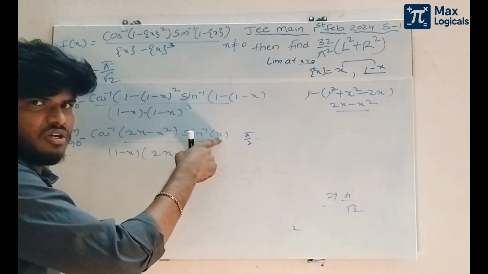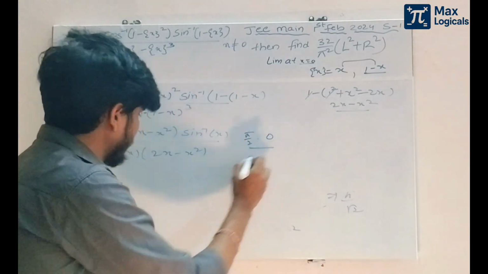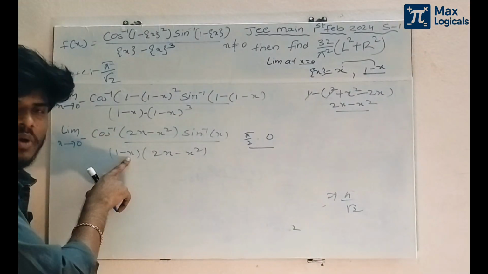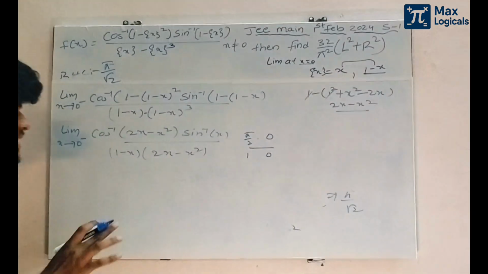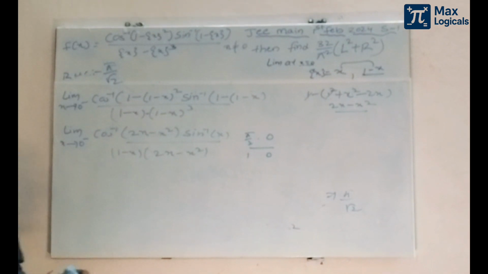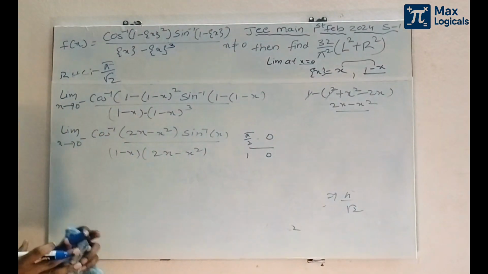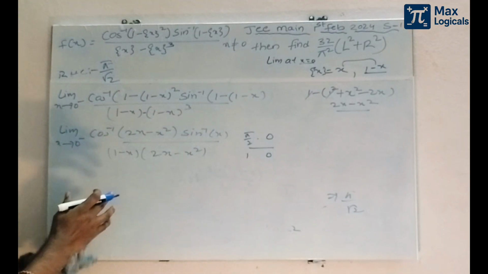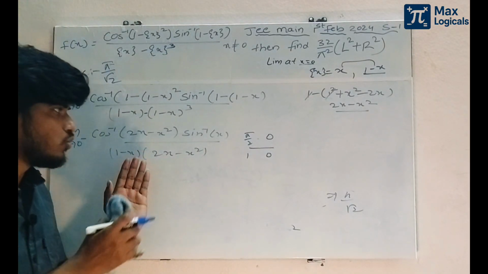Sin inverse of 0 is 0. We get 0 by 1 minus 0, that is 0 by 1, and here we get a 0 by 0 function. First we can do by separating these functions. How do we separate these functions? When one function is 0 and the other function is a constant, these two functions are separated.